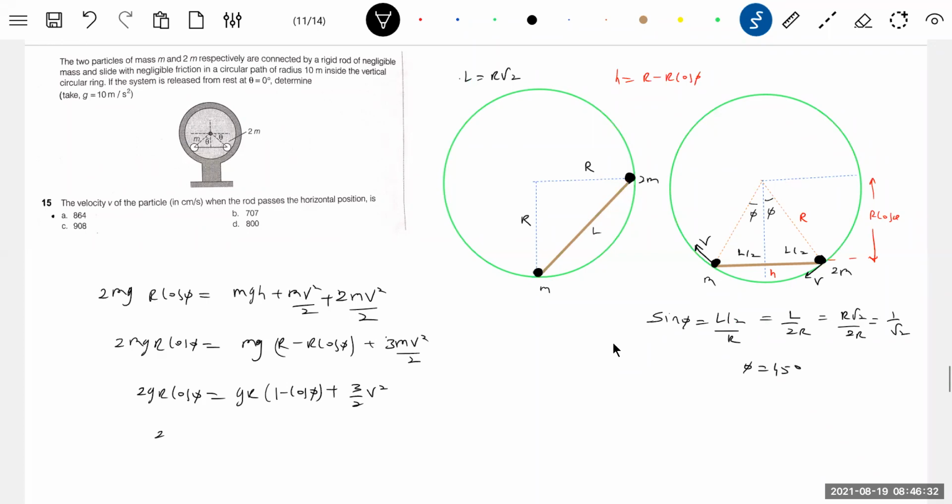That we will substitute here: 2gr. Intentionally they have not given the length of the rod. From the diagram we are supposed to calculate it. Solving this will get the required answer.